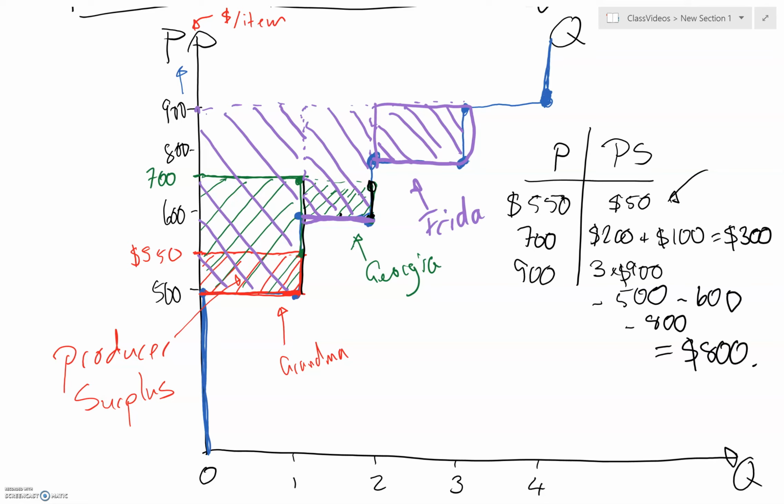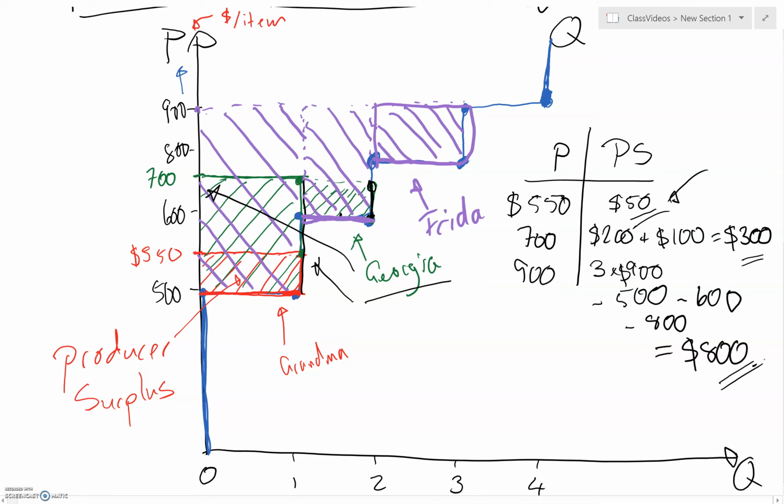And also, as the price rises, selling the item becomes more attractive for more sellers. So we have people like Georgia who didn't sell at a price of $550, but did at a price of $700. And so for both of these reasons, both a quantity increasing effect and also because price is rising, producer surplus is going up. So unsurprisingly here, sellers individually and sellers as a group are better off as the prices rise, right? So here's a small benefit, medium benefit, and a large benefit. But now we've managed to quantify it.